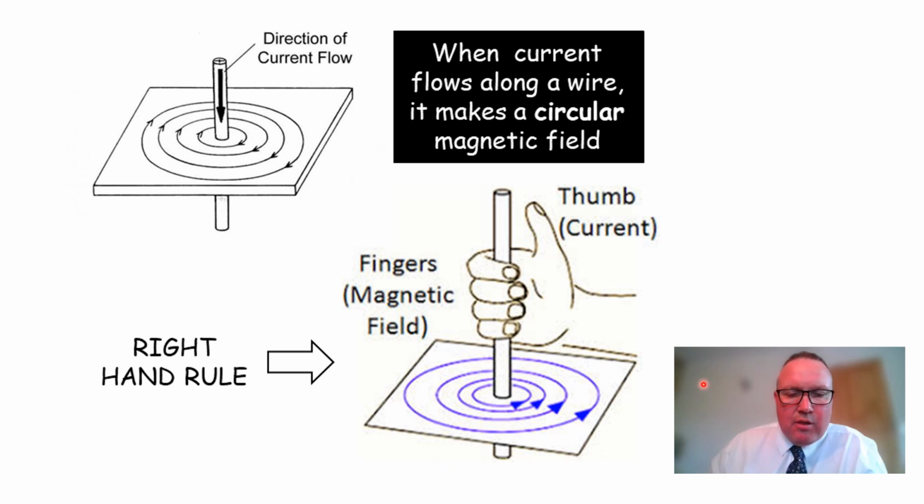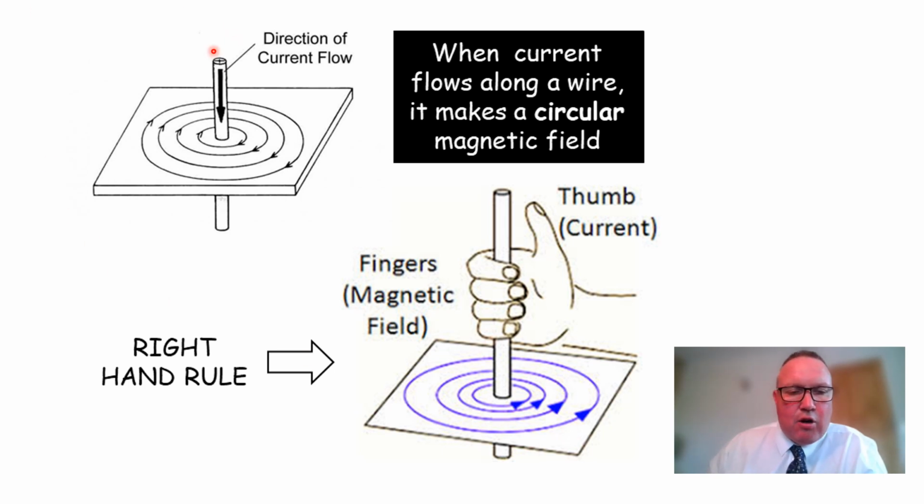We imagine that we've got our fingers around the wire of our right hand with our thumb pointing in the direction of the current. Now our fingers then tell us the direction of the magnetic field around the wire. So if the current is going up the wire like this, then I imagine holding it with my right hand, and I can see that the circles go around the wire anti-clockwise.